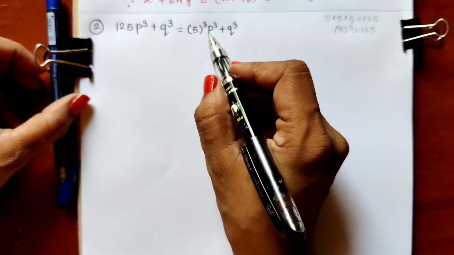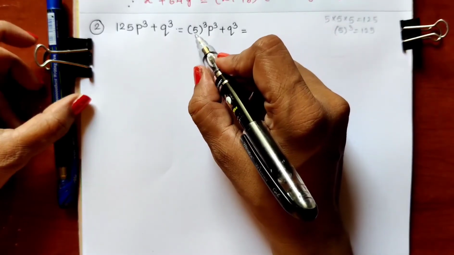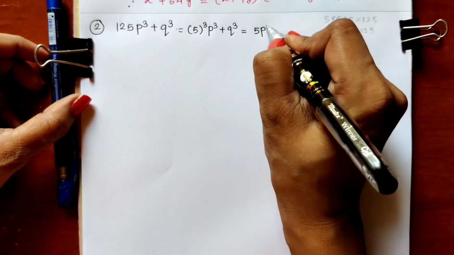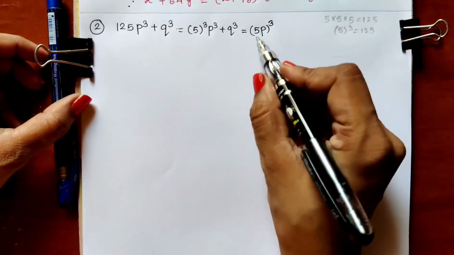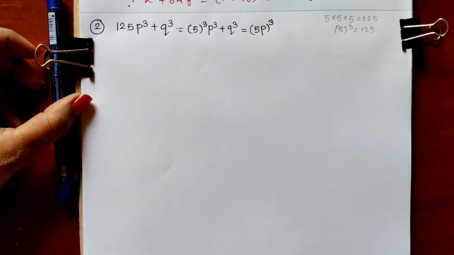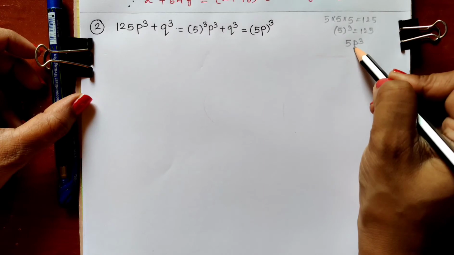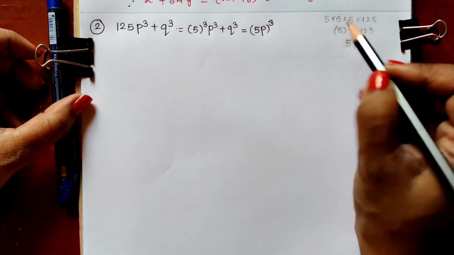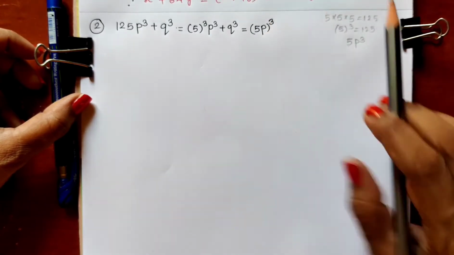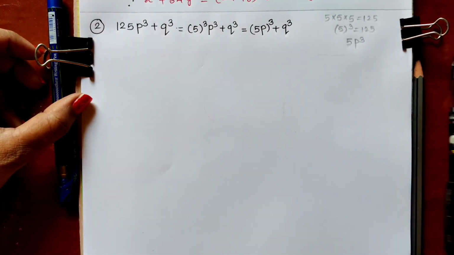Okay. And then 5 cube and p cube we can write combined, because there is multiplication: this is the coefficient and this is the variable, so we can write them together. So 5p combined, and then we put the cube on the bracket. We have to put 5 and p both in the bracket and then write the cube. If you don't put them inside the bracket and write 5p cube, it means the cube is only on p, not on 5. So always put both the variable as well as the coefficient inside the bracket and then write the cube. And plus q cube.